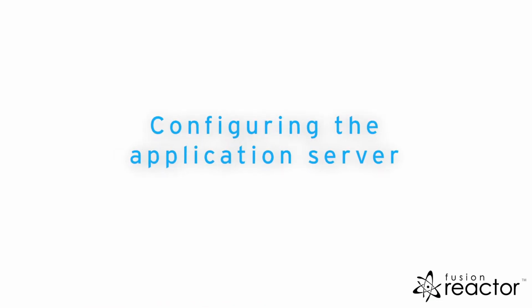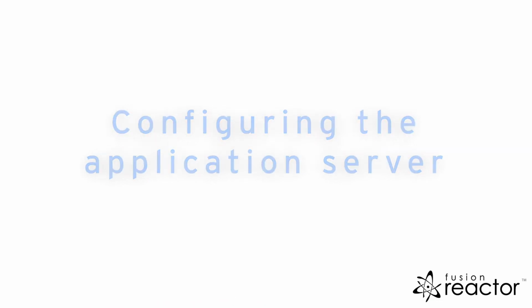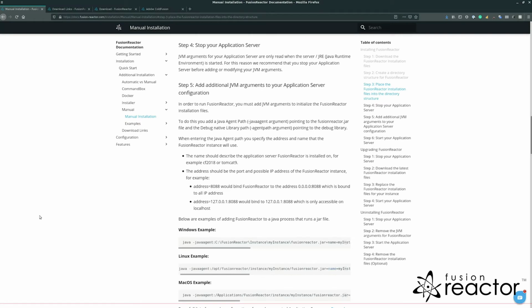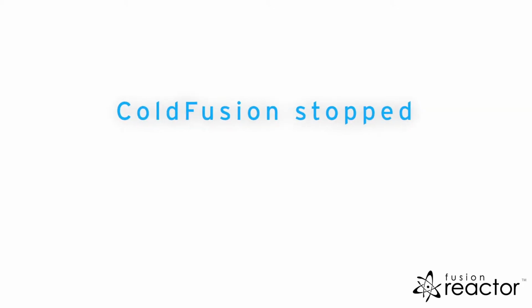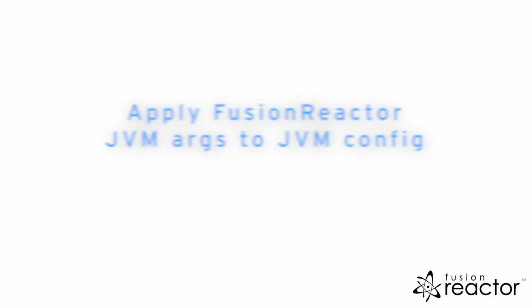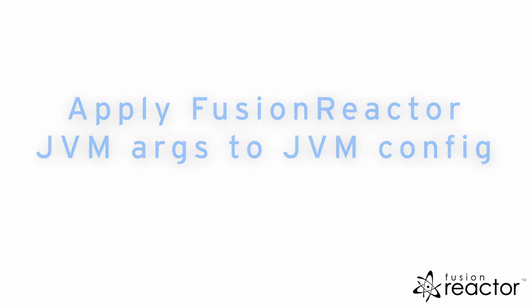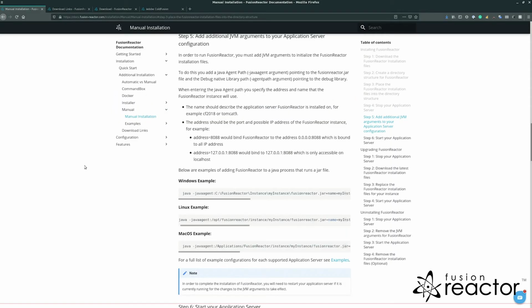The next step is to configure the application server, in our case, ColdFusion. The first thing to do is stop the application server. With ColdFusion stopped, we now need to apply the FusionReactor JVM args to the JVM config. You can do this in the CF admin panel or the jvm.config file located in the bin directory of ColdFusion.